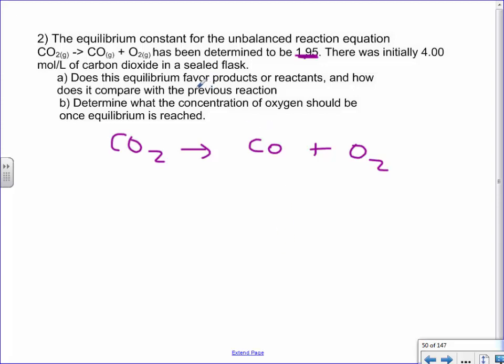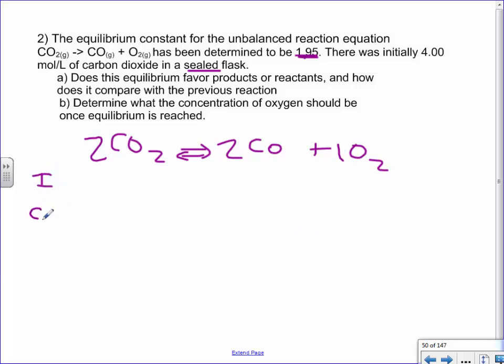It says it's in a sealed flask, and it says it's at equilibrium, so I'm going to throw the double-sided arrow on them. First thing I need to make sure I do, though, is this thing's not balanced. So if it's not balanced, make sure that you balance it by going 2 and 2, and 1. So start there.